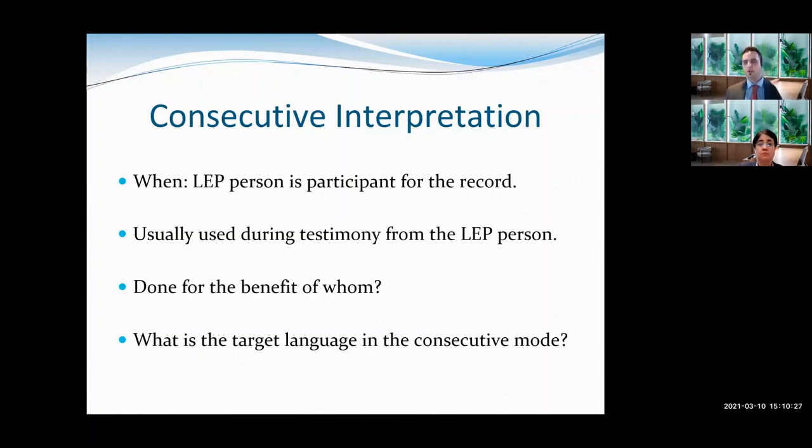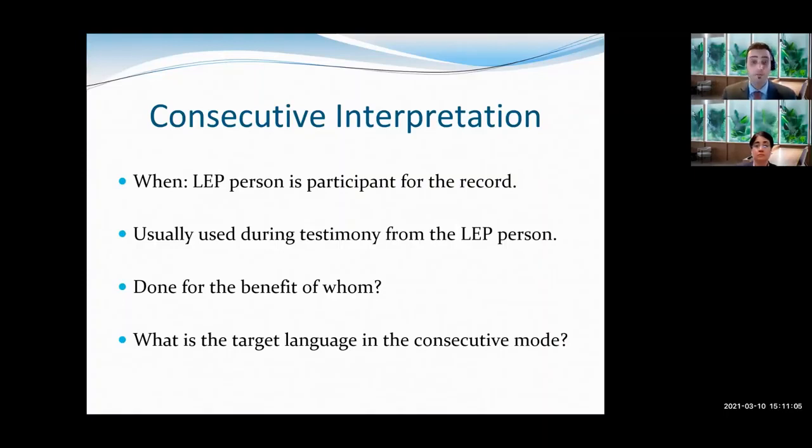So, question for you guys: who is benefiting when we do consecutive? Who is benefiting from our consecutive interpretation? Well, if you think about it, I guess it's a trick question. Sometimes I'm interpreting from the foreign language into English, in which case the English speakers in the courtroom, most everybody, would be benefiting. And then many times I'm interpreting from English into the foreign language. In that case, the LEP would be benefiting. So my target language changes depending upon which direction I'm going. And obviously the beneficiaries change a little bit depending upon, again, which language I'm using.